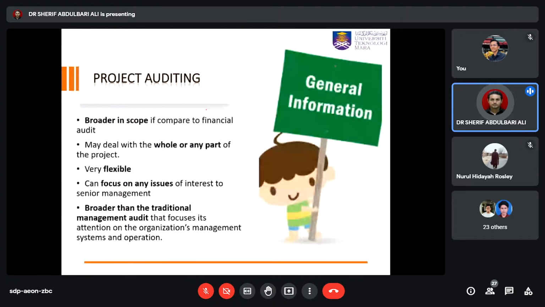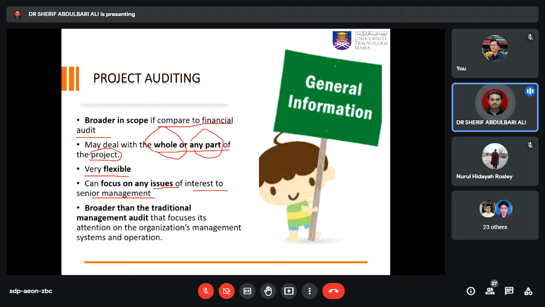So project auditing, the scope of it, you need to find the difference between, and don't compare it just only to the financial audit only, because the scope is really huge. You may also deal with the whole or any parts of the project. This is why I said auditing can audit the whole or any parts of the project, and it's very flexible. It can start anytime, can look at any parts of the projects, can move to another project, can take it all, and also can be focused on any issues of interest to senior management.